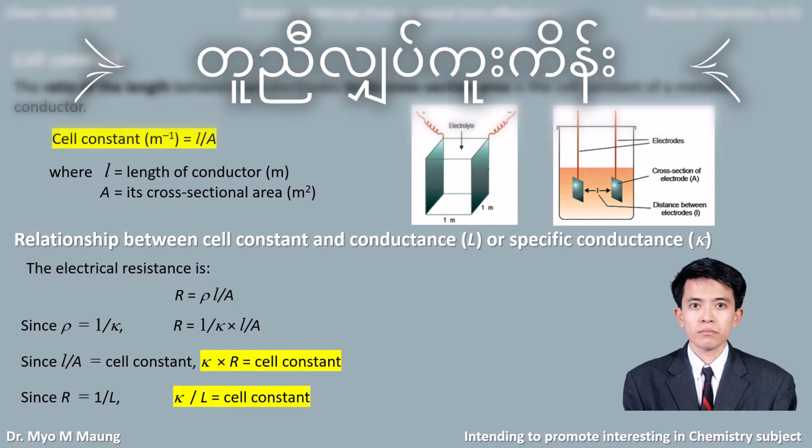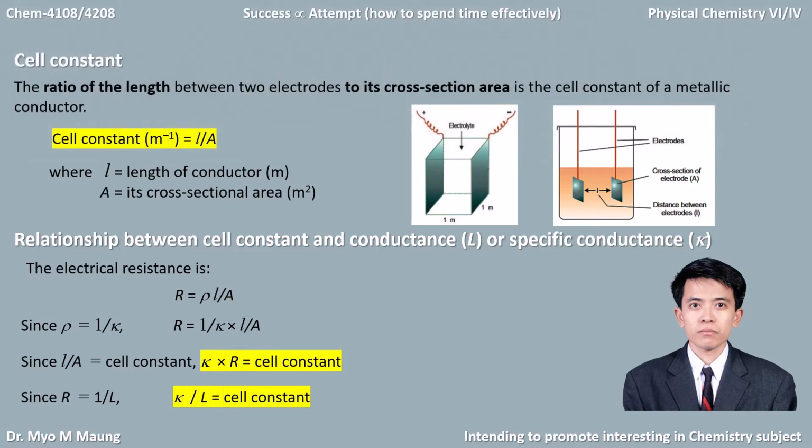Then, I discuss the relationship between cell constant and conductance or specific conductance. The resistance R equals ρ into L by A. Since ρ equals 1 by kappa, then R equals 1 by kappa into L by A. Since cell constant equals L by A, then cell constant equals kappa into R. Since R equals 1 by L, then cell constant equals kappa by L. Hence, cell constant has 3 mathematical equations: cell constant equals L by A, cell constant equals kappa into R, and cell constant equals kappa by L.